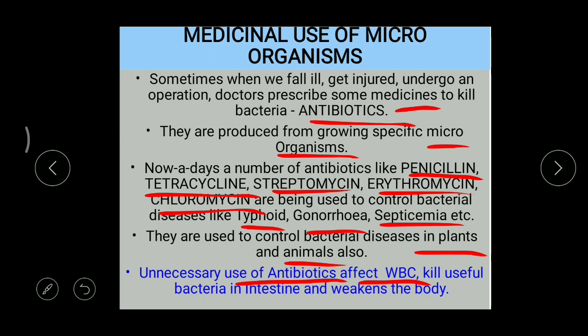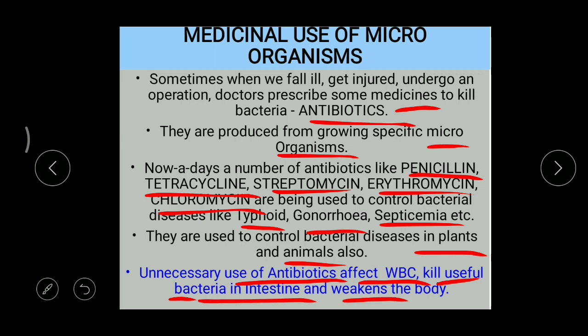So these WBC will be destroyed, and antibiotics even kill the usual bacteria present in our intestine. In our intestine, we can find many bacteria, and these bacteria provide different types of vitamins to our body, and also help in the digestion process, right? But all these useful bacteria will be destroyed by the excessive and unnecessary use of antibiotics, and they also weaken the body, right? That's why we should not take antibiotics unnecessarily and excessively.